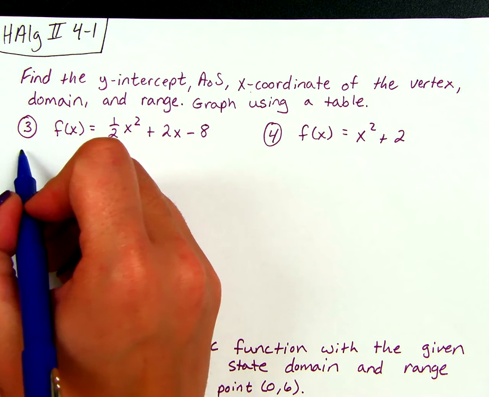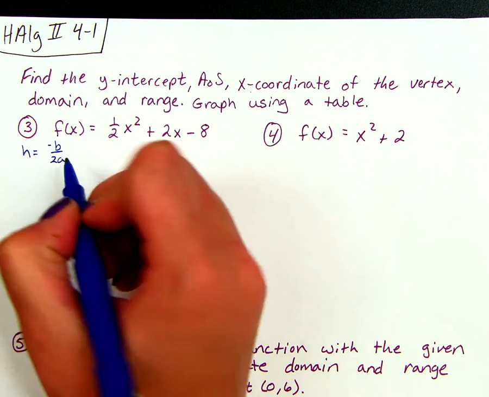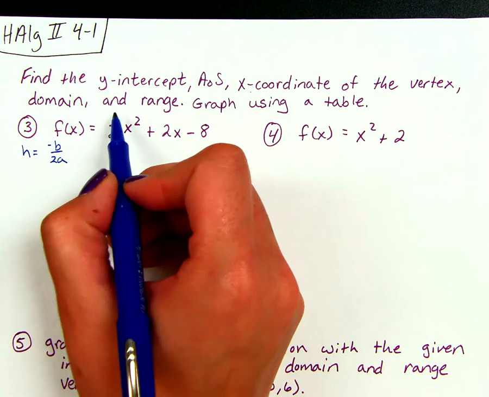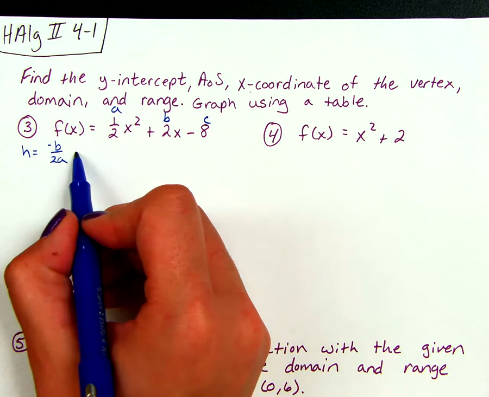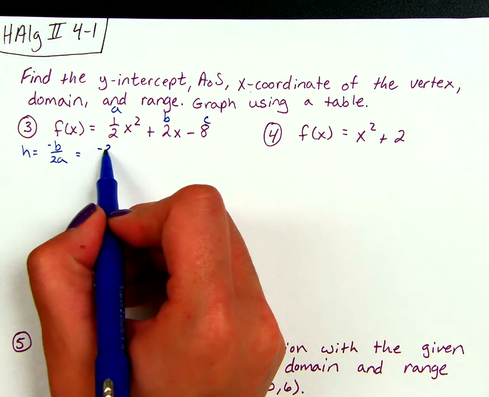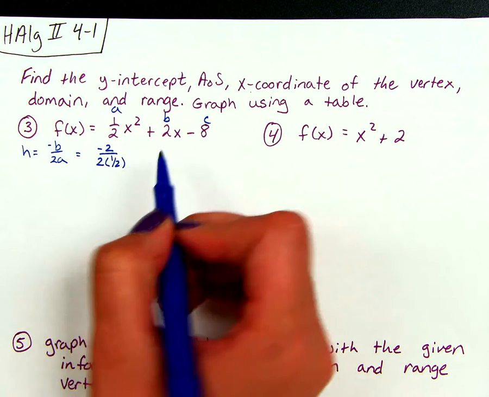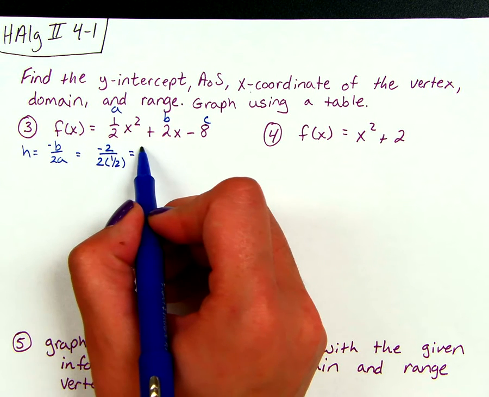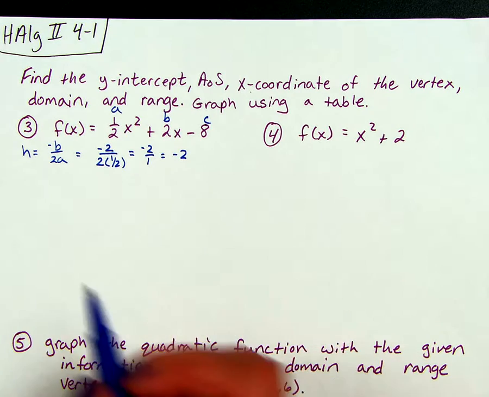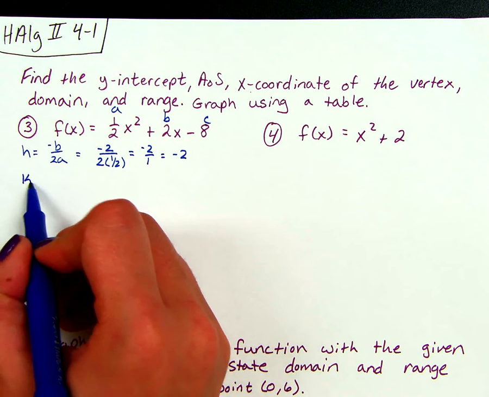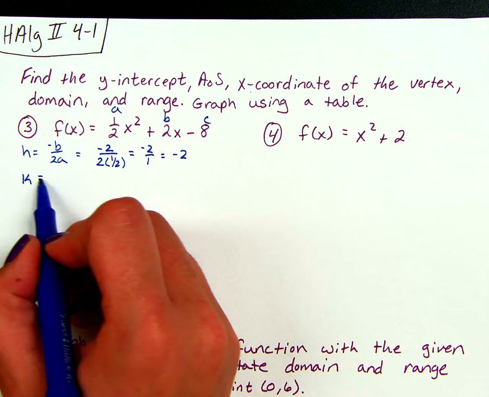All right, so again, our h is the same as the opposite of b over 2 times a. So again, a, b, c. So I'm going to take the opposite of the middle term, so -2 divided by 2 times 1/2, and then we're simplifying. So this will be -2 divided by 1, which is -2. And then to find k, we're substituting -2 in for all the x's and simplifying.